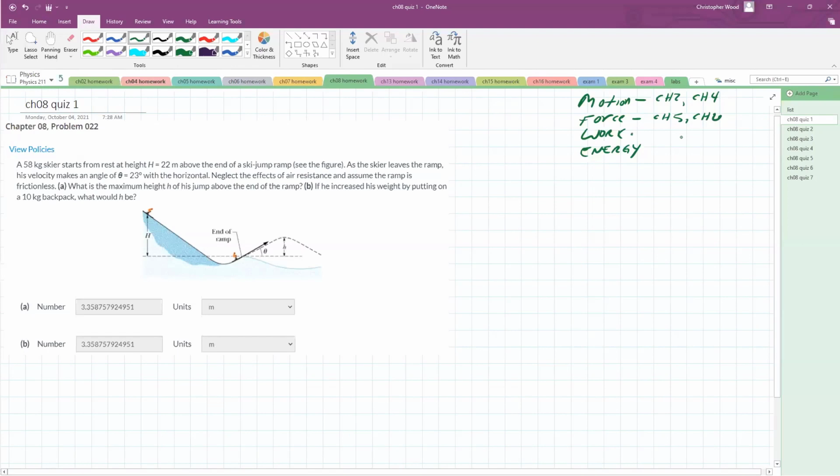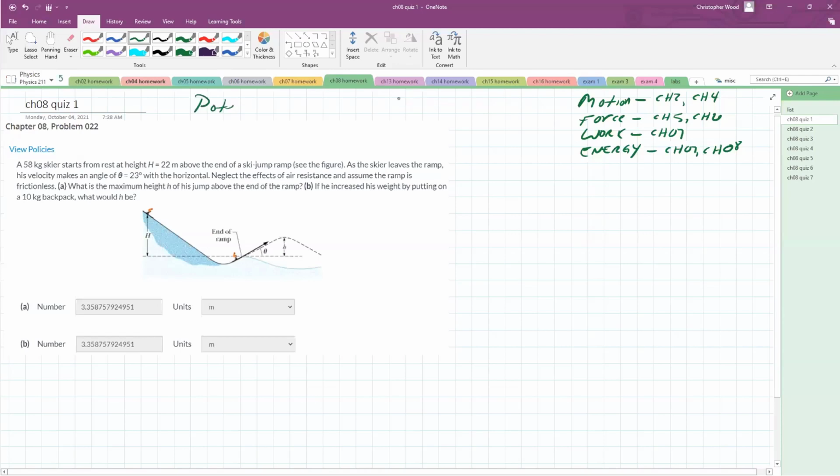So that's what I'm saying. Chapter 8 is the end of the beginning, because going forward, everything we do is just a remixing of these four basic categories. So chapter 8 is in many ways like the pinnacle. Chapter 8 is all about potential energy and conservation of energy. So here's our first problem.